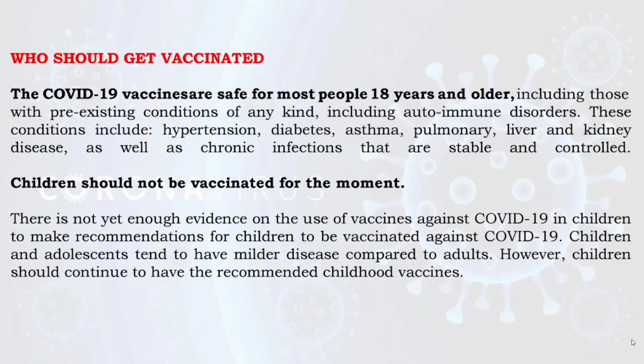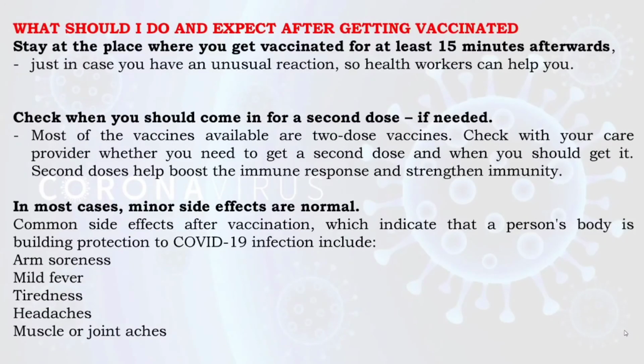Who should get vaccinated? The COVID-19 vaccines are safe for most people 18 years and older. Children should not be vaccinated for the moment. What should I do and expect after getting vaccinated? Stay at the place where you get vaccinated for at least 15 minutes afterwards. Check when you should come in for a second dose if needed.